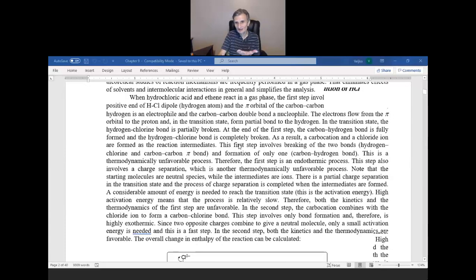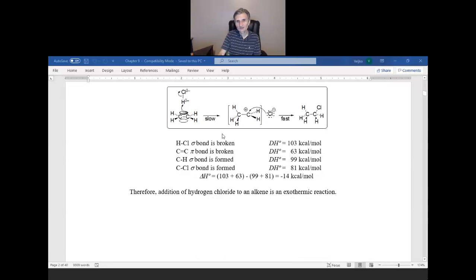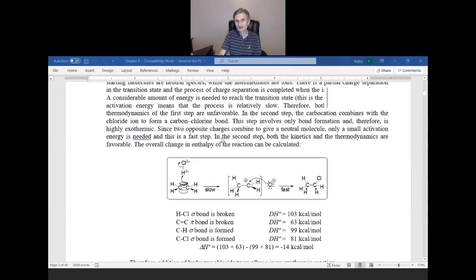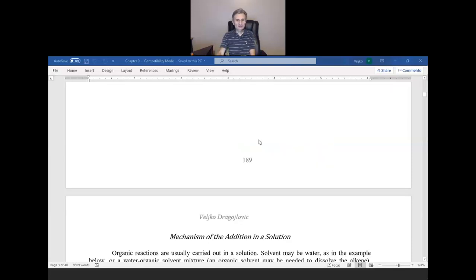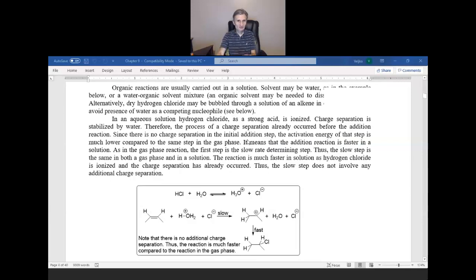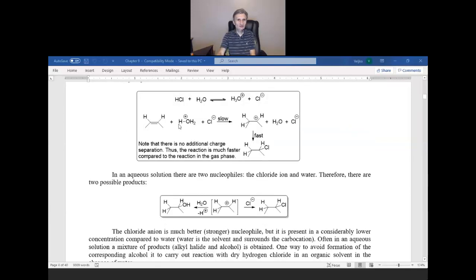And then you see the mechanism. You should cover it on your own. Typically, we study mechanism in gas phase, even though we don't carry out reactions in gas phase, because it's easier to study in gas phase. We don't have to worry about the role of solvent. But reactions are usually carried out in solution, which makes it more complex because then solvent also interferes.